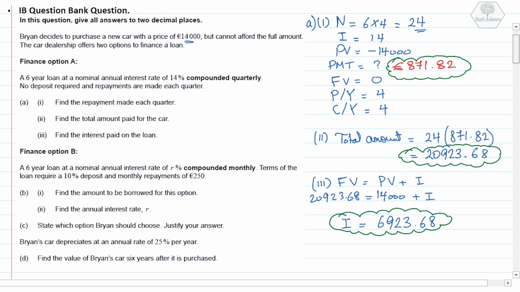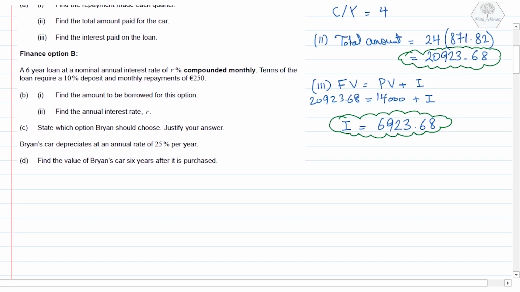Let's go to part B of the question now. A 6-year loan at a nominal interest rate R, compounded monthly. The terms of the loan require a 10% deposit and monthly repayments of 250 euros. It means he must deposit 10% of the loan amount, and he has to pay monthly payments of 250.